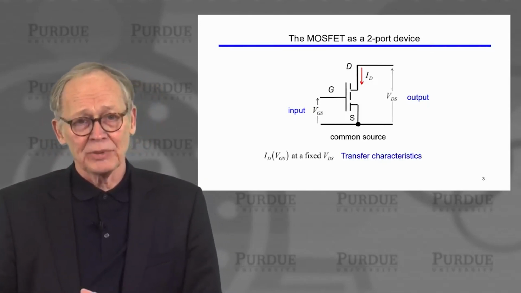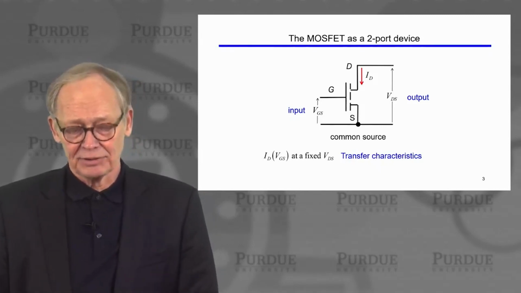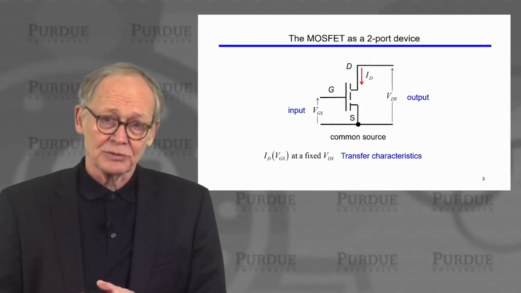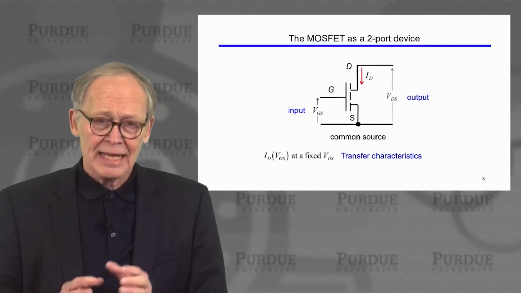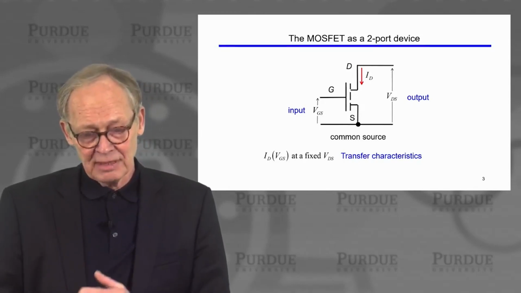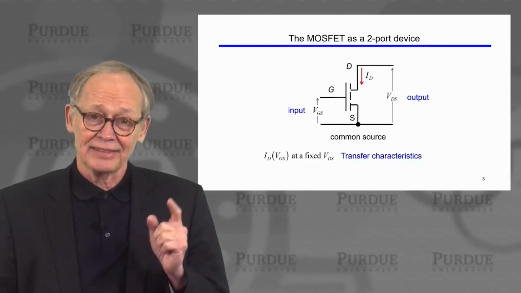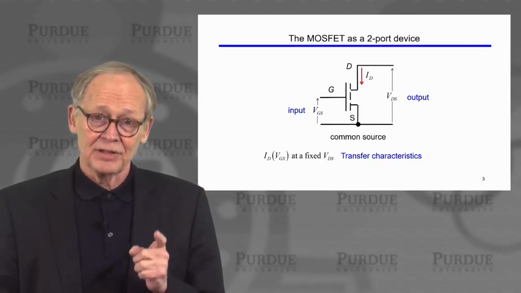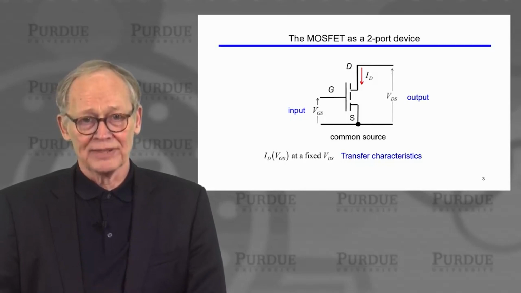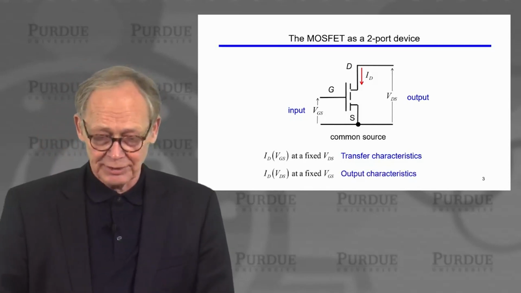There are different ways that we can plot and measure and present the IV characteristics. If we fix the drain to source voltage, the output voltage, and if we sweep the input voltage, the gate to source voltage, while we measure the output current, we call that a transfer characteristic. It's the output current as a function of the input voltage at a fixed output voltage VDS. So transfer characteristic, that's a term that you should be familiar with.